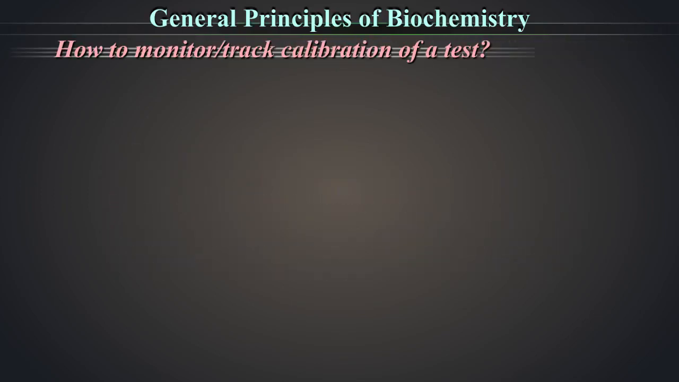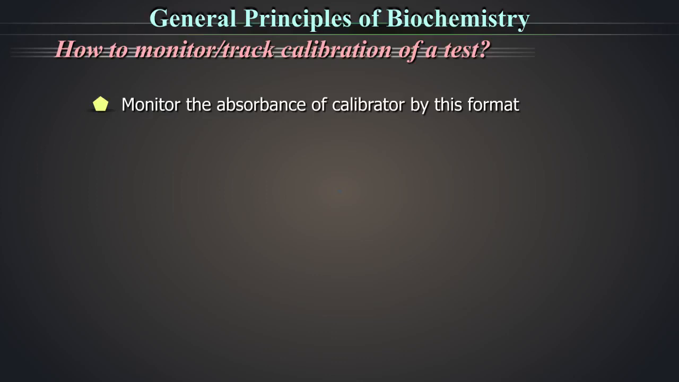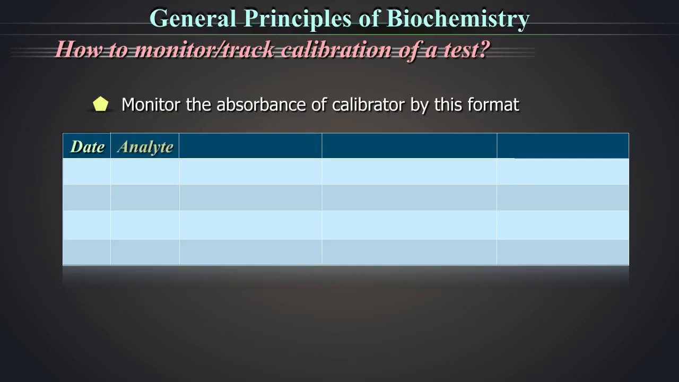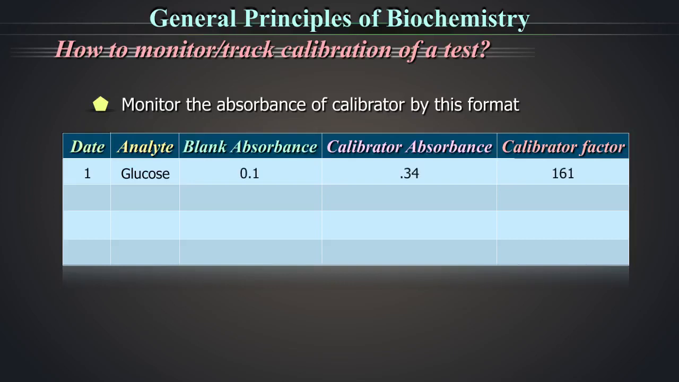How to monitor or track the calibration of a test? Monitor the absorbance of the calibrator by the given format. For example, you run the calibrator for glucose. You can see from the log that the blank absorbance, calibrator absorbance, and the calibrator factors are all within range for day 1, day 2, and day 3. But on day 4, the values are out of range. This is an indication to troubleshoot and rerun the calibrations.